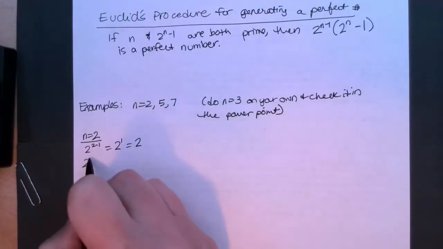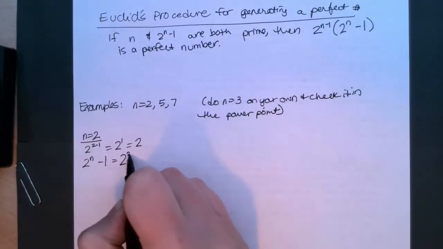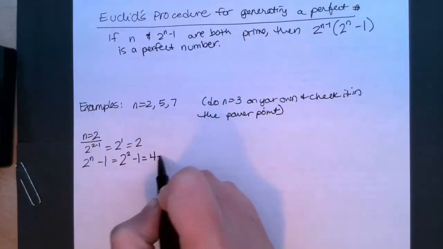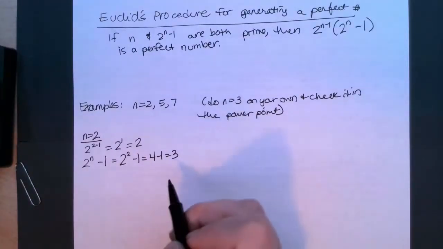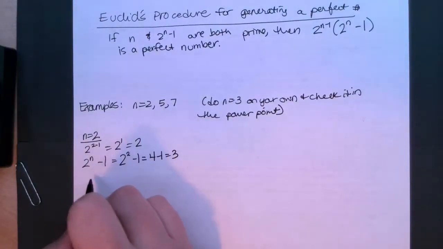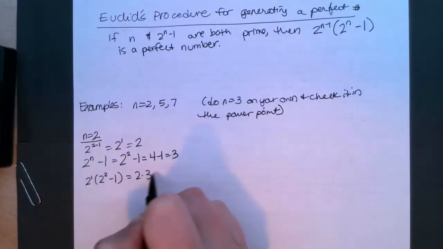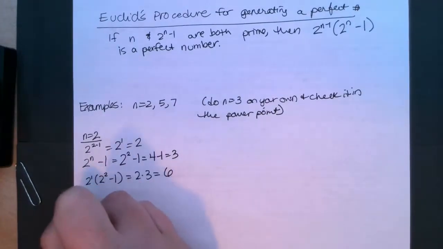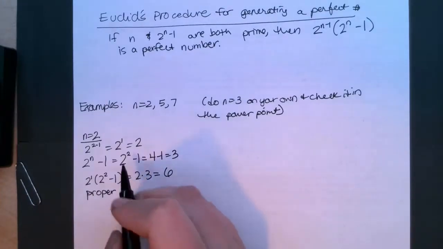And then when we're trying to find the other piece, 2 to the n minus 1 would be 2 to the 2 minus 1. So that'd be 4 minus 1, so that's a 3. Again, these are different numbers, so be careful with your notation. Then when we multiply them together, 2 to the 2 minus 1 times 2 to the 2 minus 1 would give us 2 times 3. So we get 6.